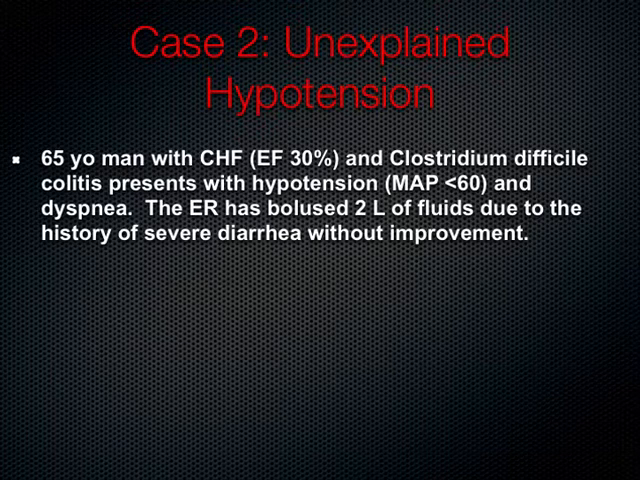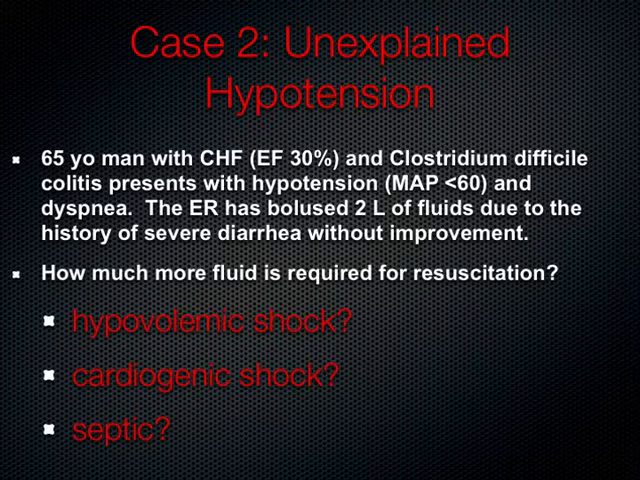Now, down in the emergency department, the patient was bolused 2 liters of fluids due to that severe history of diarrhea, but the patient had no improvement. And so we're sitting around scratching our heads because there's many reasons why this patient could be hypotensive, and even after a 2-liter fluid bolus, we still don't have any improvement, and so now we're wondering what's going on. Should we give more fluid? Is the patient still hypovolemic, or is this cardiogenic shock? Is the heart itself pump failing, or is the patient septic?